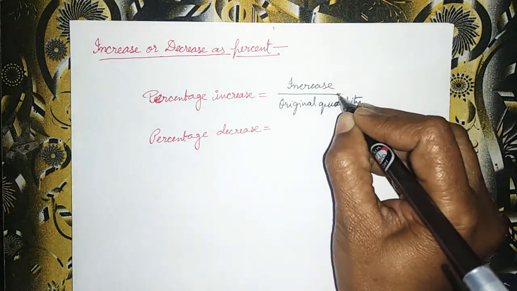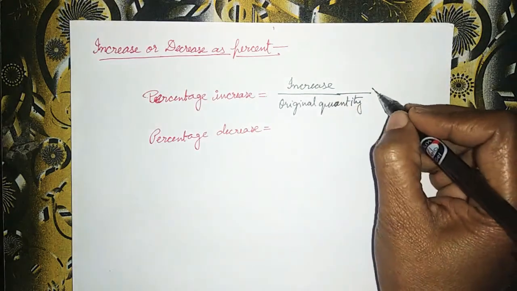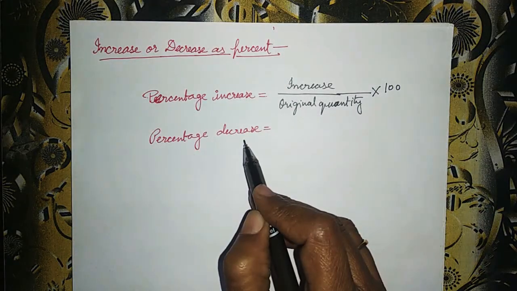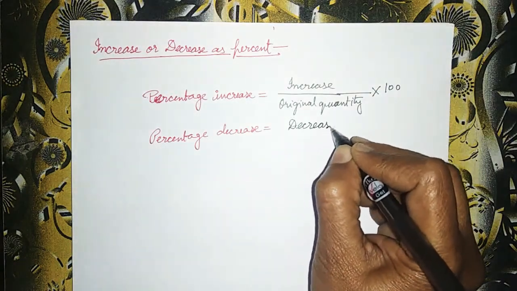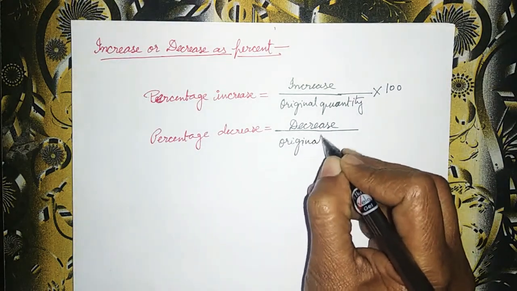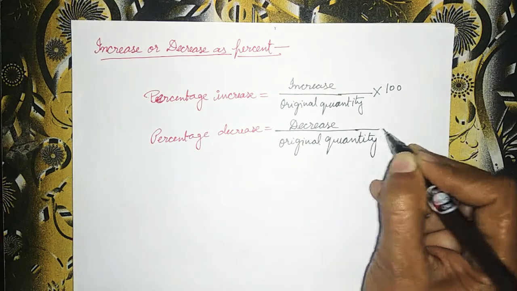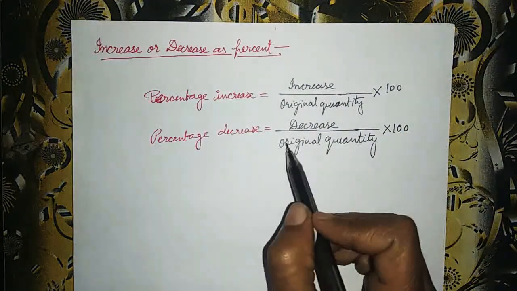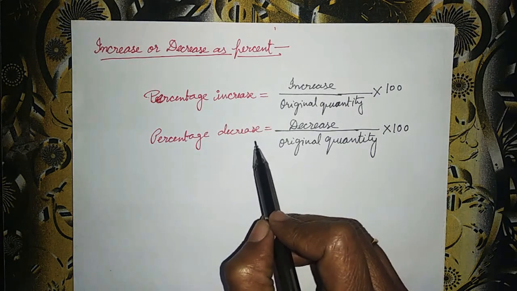Original quantity, or you can say initial amount, and then we multiply it by 100. And for percent decrease, the formula is decrease upon original quantity into 100. So these two formulae will help you to calculate percentage increase and decrease percent.